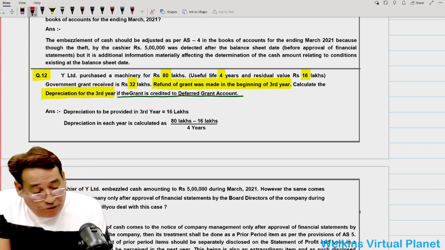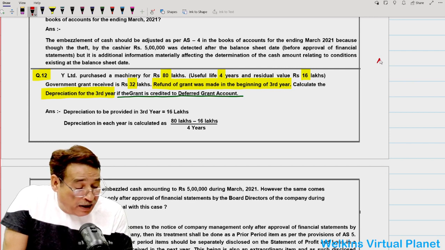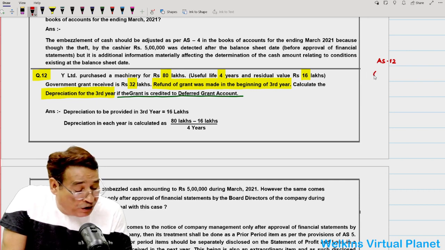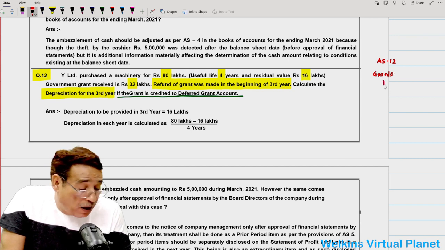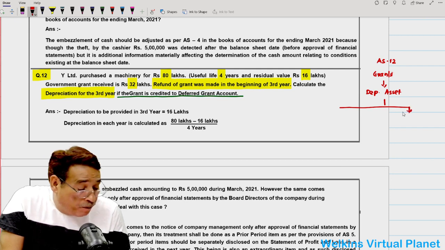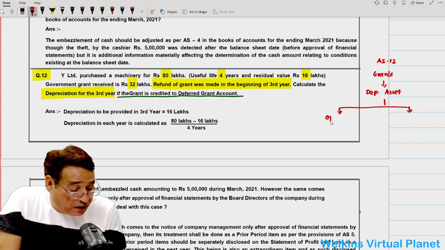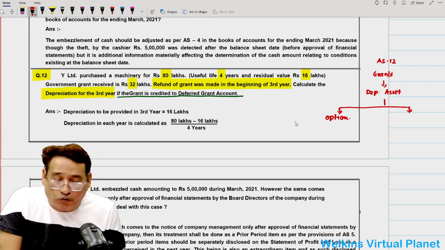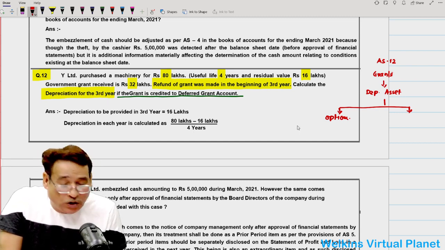Now you should be aware of one important point, as per AS12, so many times I have told you, as per AS12, if we receive grants from the government in connection with a depreciable asset like plant and machinery, then the entity has two options. Option one is that the entity can take the amount of the grant to the credit of profit and loss account. That means this grant which we have received from the government can be credited to the asset account.